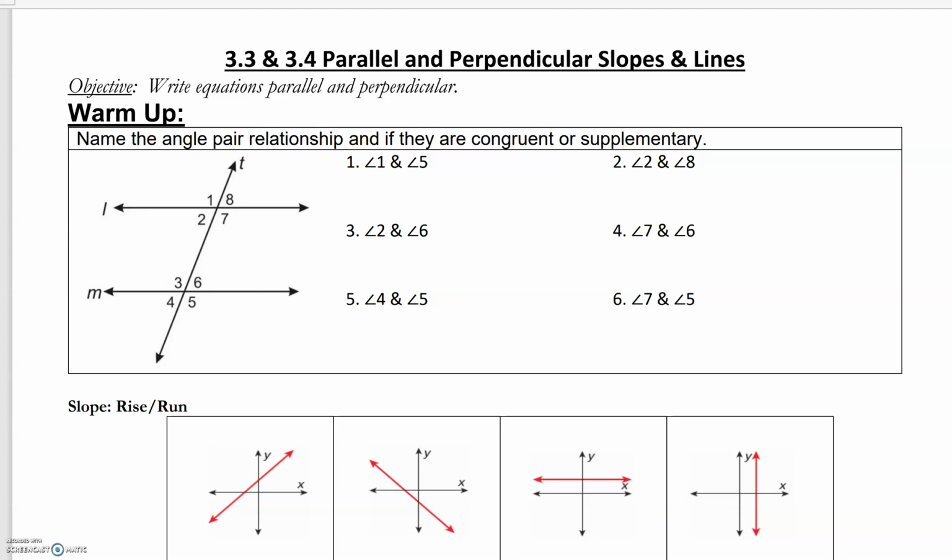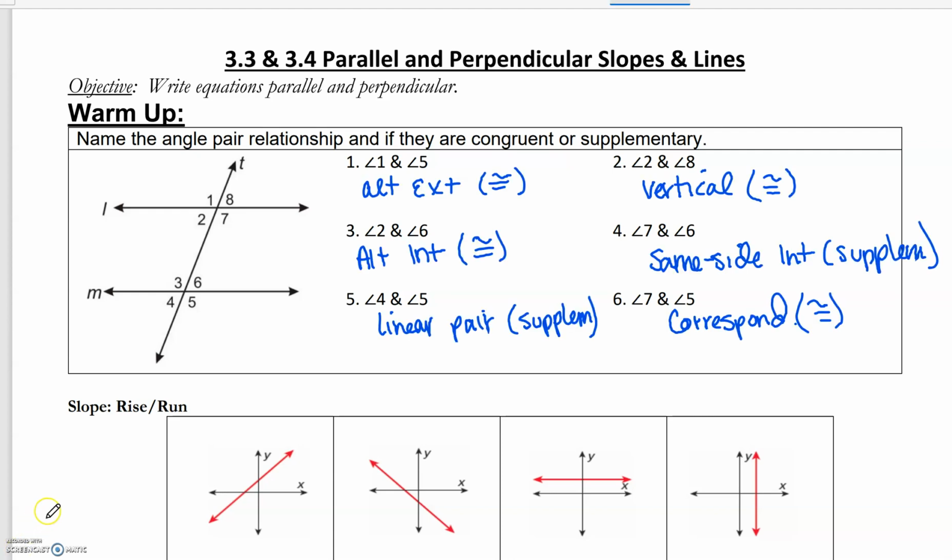In this lesson, we're going to take a look at slope and how to write parallel and perpendicular equations to lines. So go ahead and try that warm up, push pause, try it, and check when you're ready. All right, double check your warm up answers.